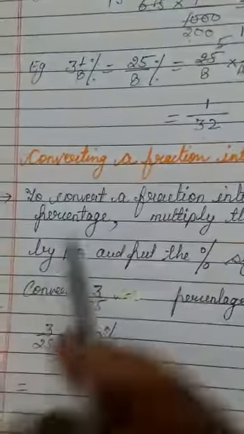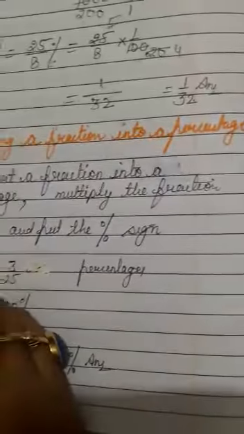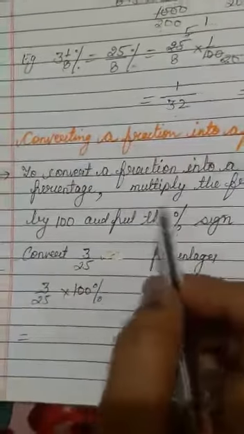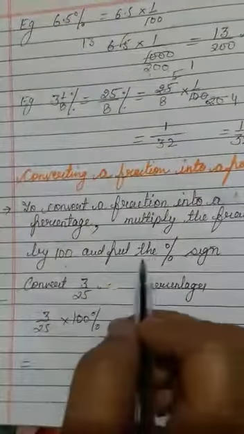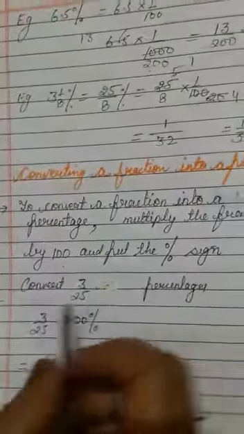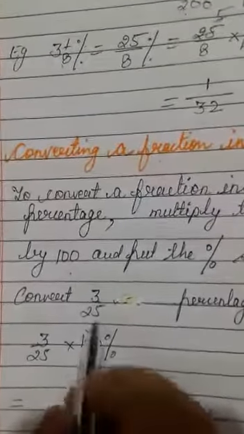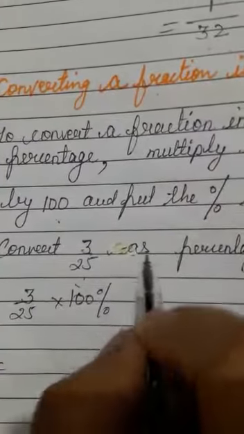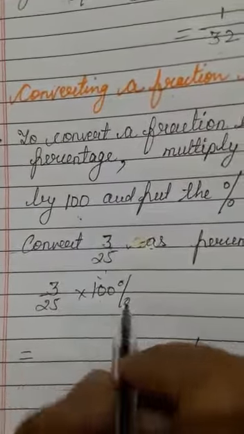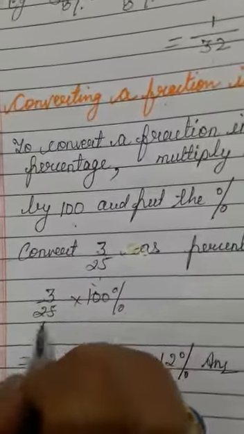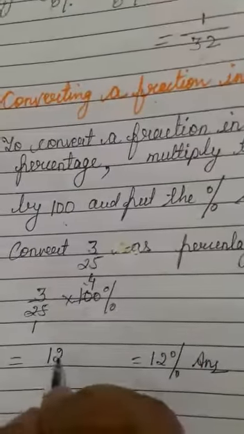Children, now I am explaining you how you can convert a fraction into percentage. So what is the rule for this? Whenever you have to convert a fraction into percentage, you have to multiply by 100 and then you have to put the percentage sign. Suppose you have been given one fraction 3 upon 25 and you have to convert 3 upon 25 into percentage. So what will you do? You will multiply 3 upon 25 by 100 and you will put the percentage sign. So then you will cancel: 25 into 1, 25 into 4 is 100. So 3 into 4, 12%.